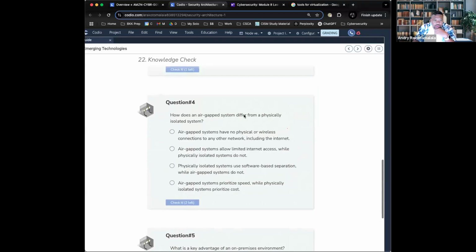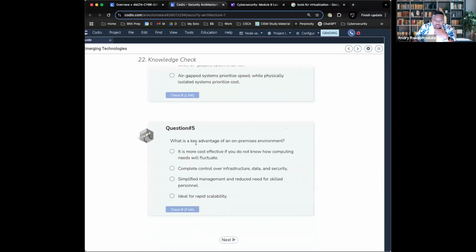And then question number 4, how does an air-gapped system differ from a physically isolated system? This one's a little tricky. Okay, a lot of people are saying A. Well done. That is correct. If you remember, air-gapped have no connection, meaning there is no physical connection. There's no wires. There's no connections to the internet. If it's physically isolated, that means they're physically isolated, but they can still be connected to the internet.